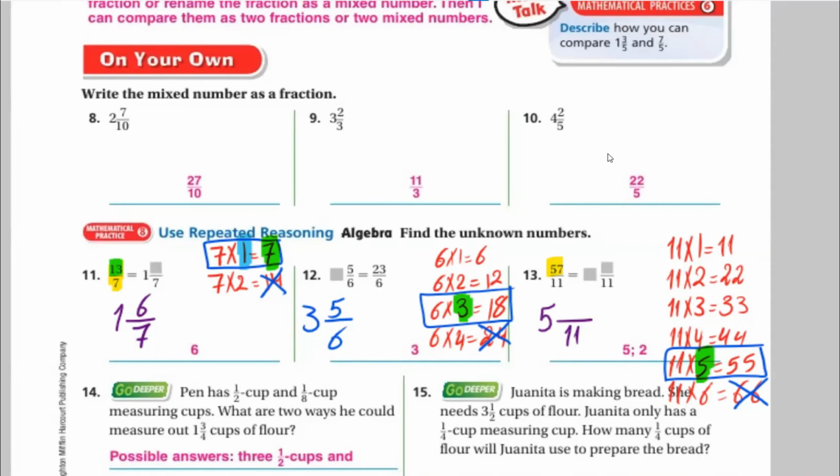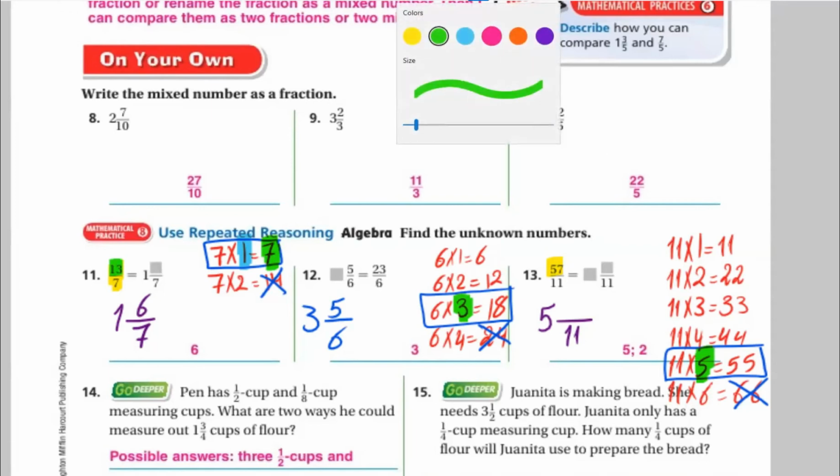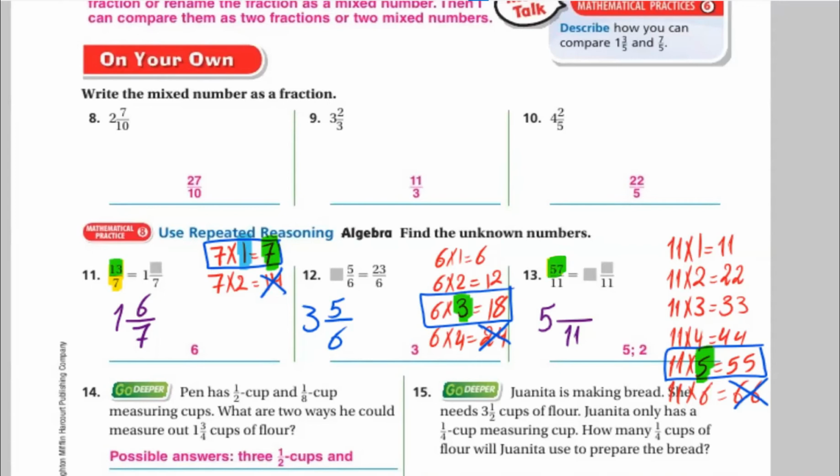Yes. So you have to subtract what and what to get the answer up here? You have to subtract these two. We're going to subtract 57 and 55 to get the number up here. 57 minus 55 equals 2. So the answer is 5 and 2 over 11. Thank you, Faisal. Great job, man.